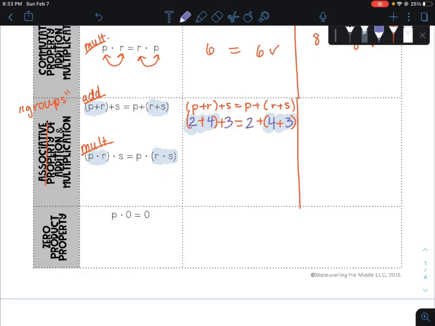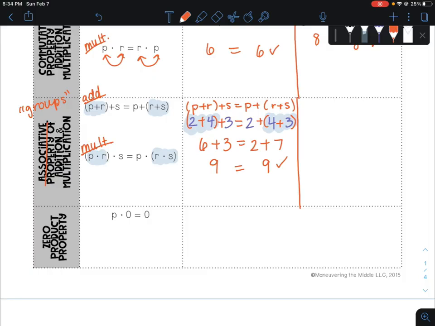So on the left side, 2 plus 4 is going to be 6 plus 3 equals. On the other side, 4 plus 3 we have to do first, which is 7, and then it's 2 plus 7. Now if we add both sides, we're going to get 9 on the left, 9 on the right. So it worked out, 9 equals 9. So either way, we added with the P plus R first in the group or the R plus S first in the group. It didn't matter, we got the same answer.